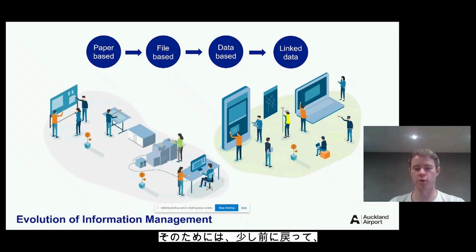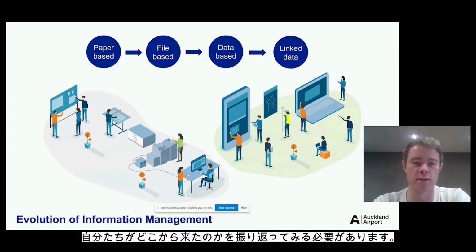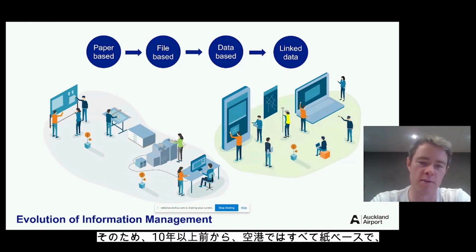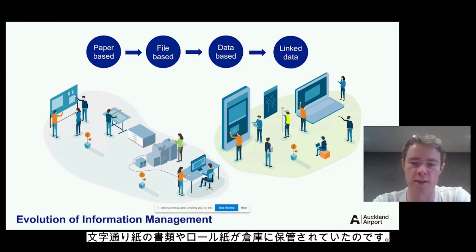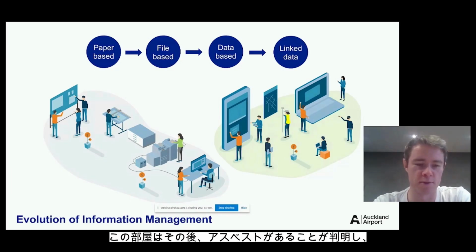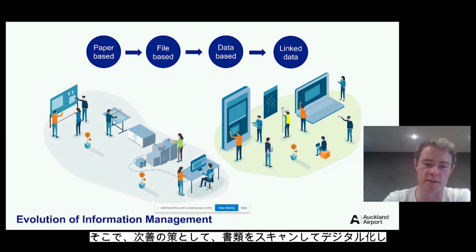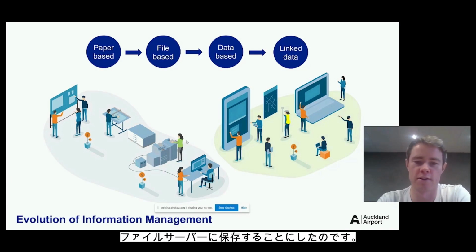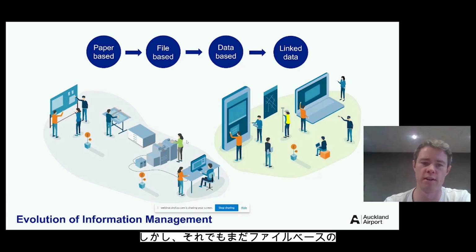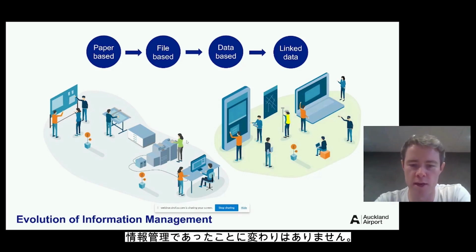So to get to that point, we sort of got to go back a few steps and look to where we came from. Already over a decade ago, everything at the airport was paper-based, where we literally had paper documents and rolls in a storage room. This room was then discovered to have asbestos, so the paper had to be taken out. So the next best step was to scan the documents and digitize them, and store them on file servers. But it still was a very file-based way of managing information.